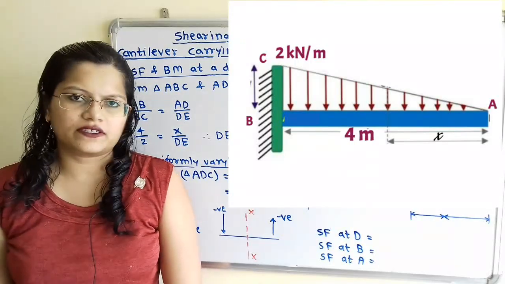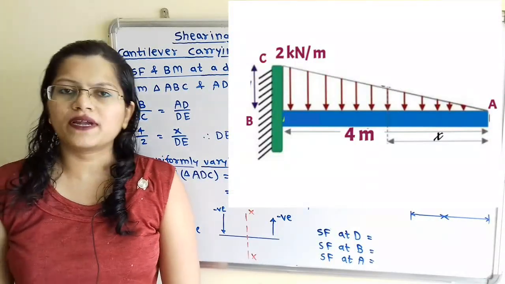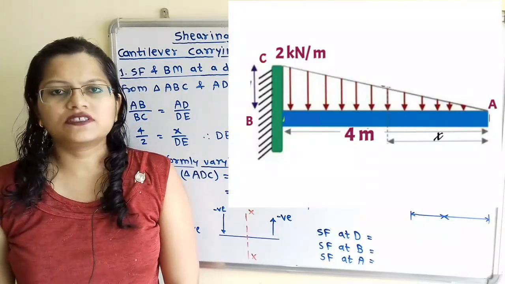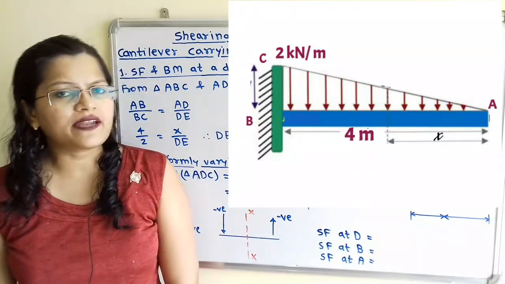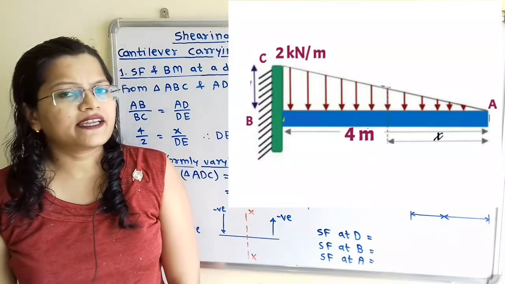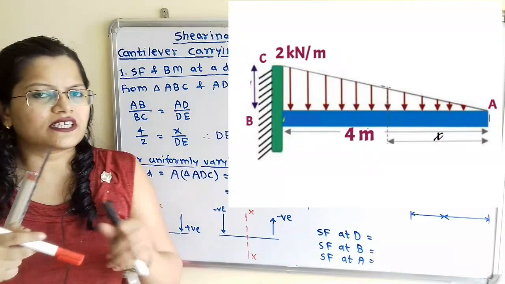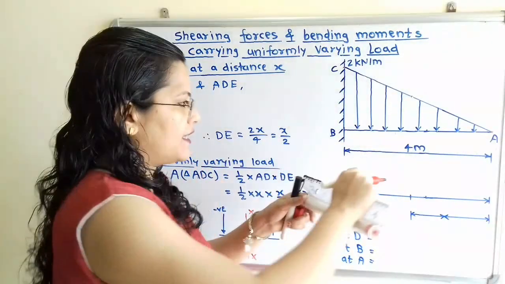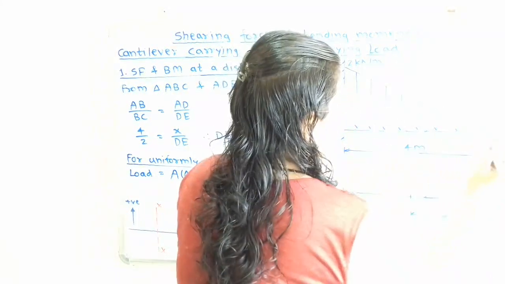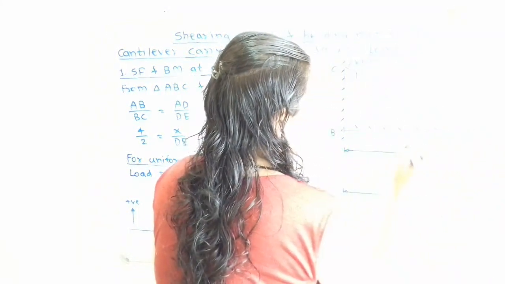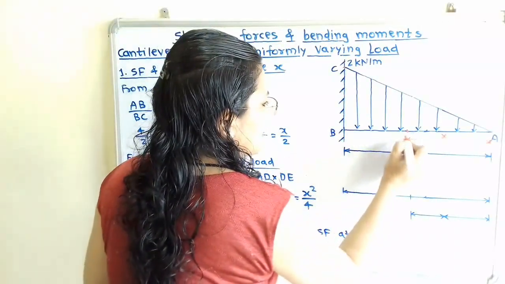and the total length of this cantilever is 4 meters. To draw the shear force diagram as well as bending moment diagram, we have to first find out the formula to calculate shear force and bending moment at any distance x from the free end. So we will first show this distance x from this free end A. We will consider the point D at a distance x.